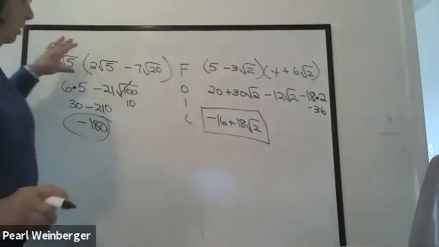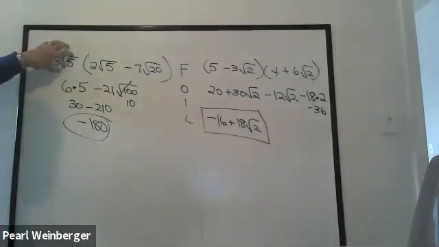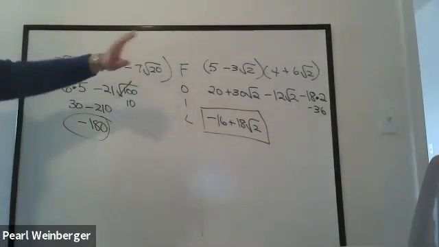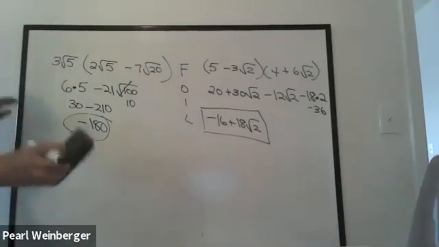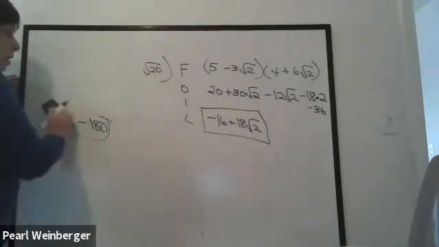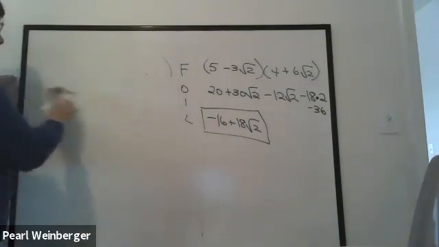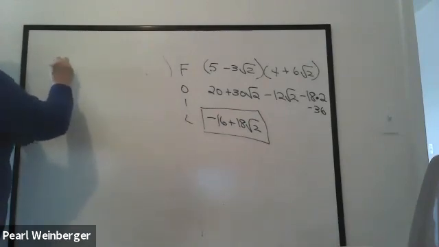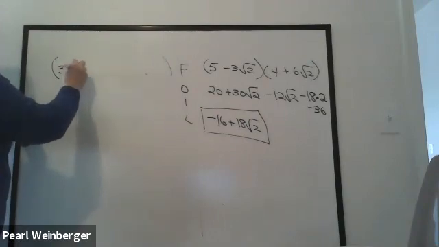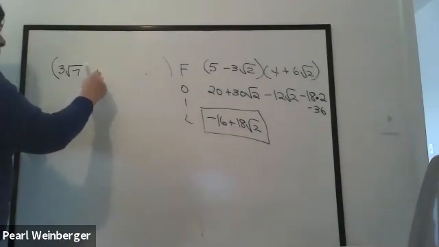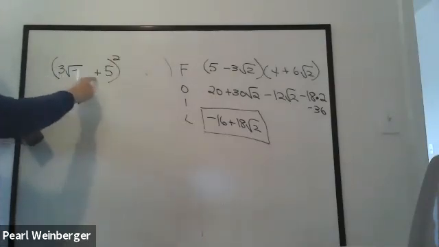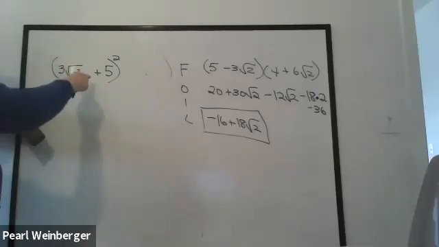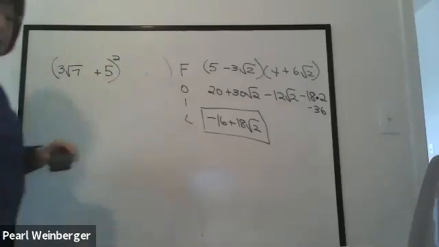So here is where we multiply a monomial by a binomial. Here we multiply 2 binomials. I'm going to give you one to try right now. Let's see if you can do this one. Three radical 7 plus 5, that binomial squared. I'm giving you a few minutes to try that.